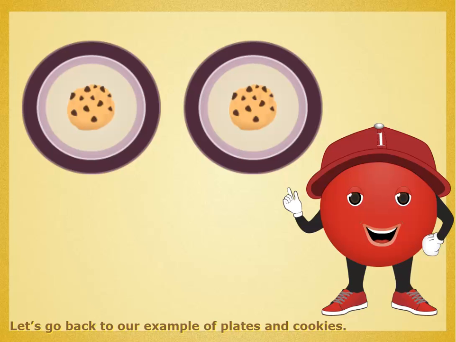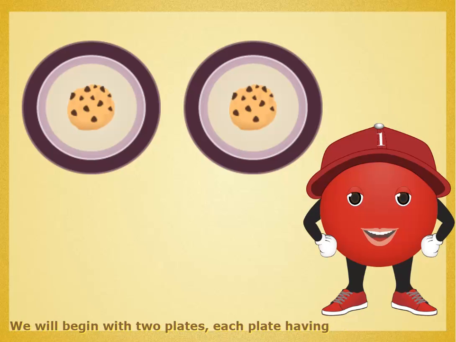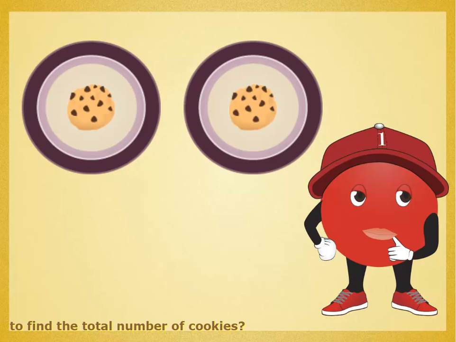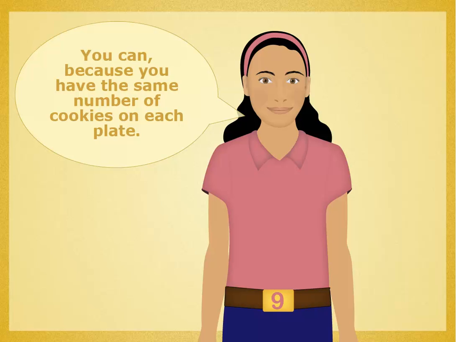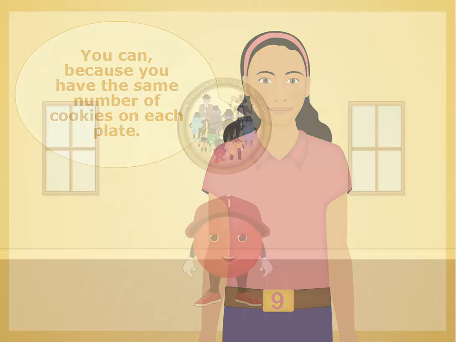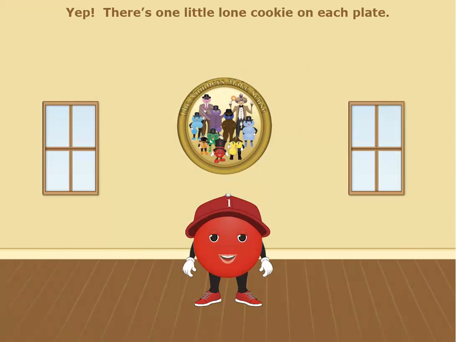Let's go back to our example of plates and cookies. We'll begin with 2 plates, each plate having 1 cookie on it. Can we use multiplication to find the total number of cookies? You can, because you have the same number of cookies on each plate. Yep, there's 1 little lone cookie on each plate.